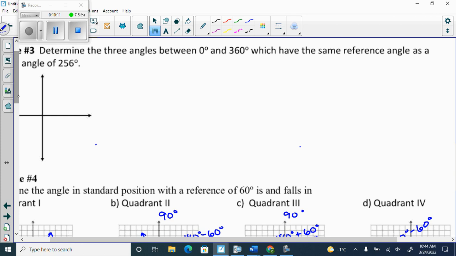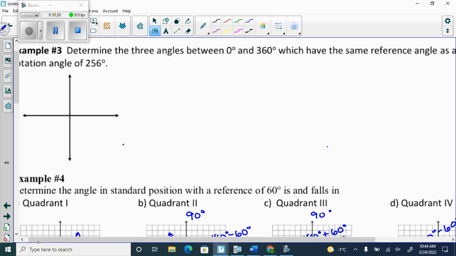Example 3 says, determine 3 angles between 0 and 360 that have the same reference angle as 256. So what are we going to have to first do? Find the reference angle of 256, then use it in the other 3 quadrants and get me those angles. Go. Okay, so here we have 256. The first thing we need to do is label 0, 90, 180, 270, 360. We draw 256.